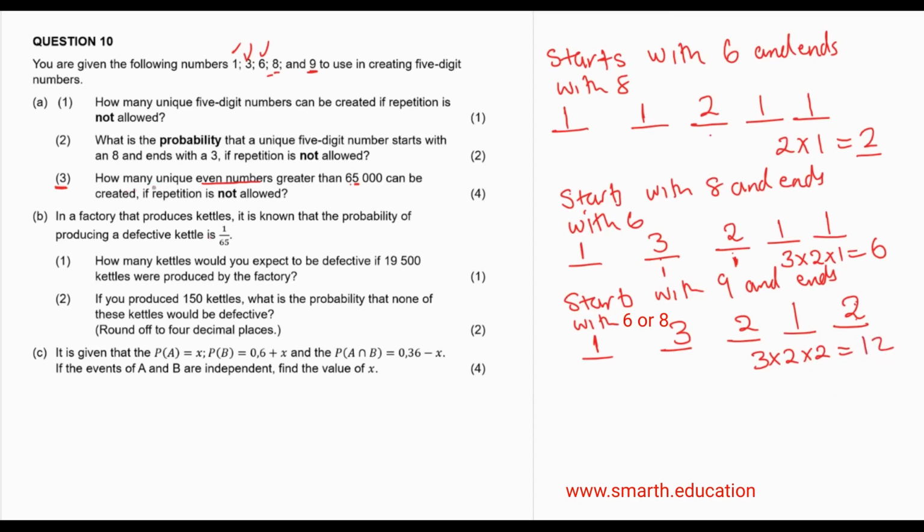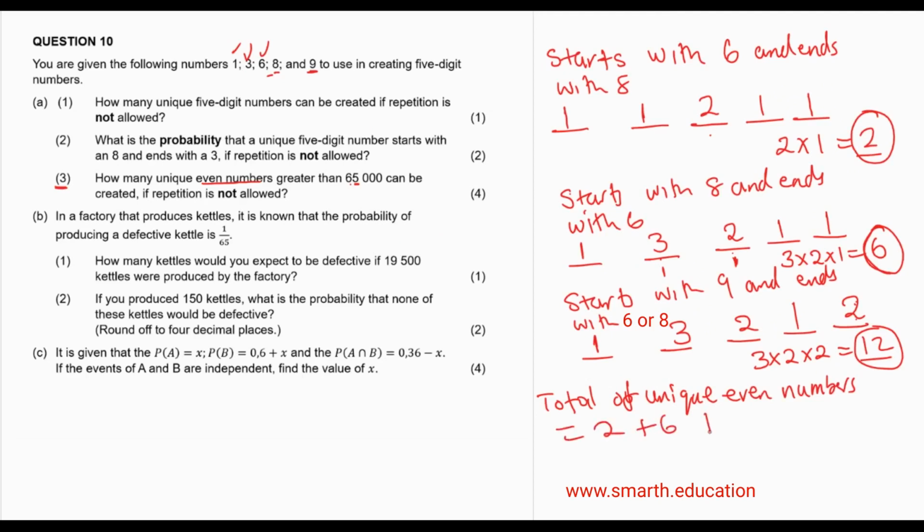And then, how many unique even numbers greater than 65,000 can be created if repetition is not allowed? We just add these, because it is this situation or this situation or this situation. Remember, or we add. The total of unique even numbers is equal to 2 plus 6 plus 12, which is equal to 20. That's the answer there.